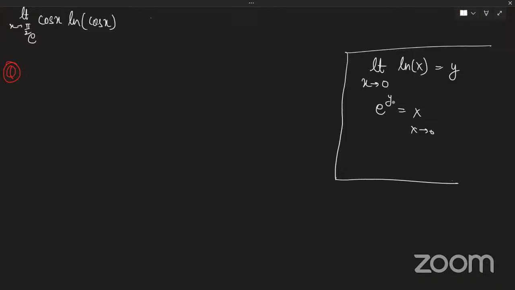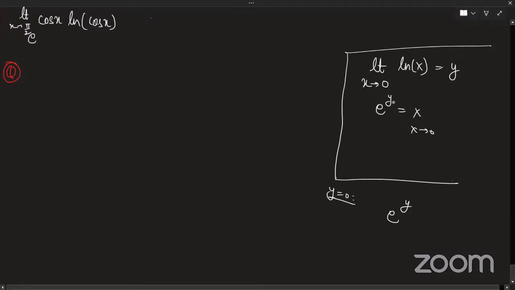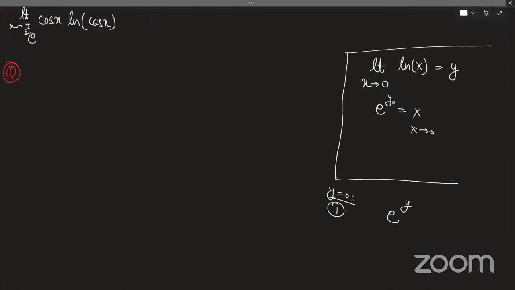Think. What happens if we decrease our value of y? I have this value y over here. So if my y is 0, what is my value of e raised to y? 1. Okay, 1. What happens if I keep on decreasing the value? What will happen? It will go 1 by e.